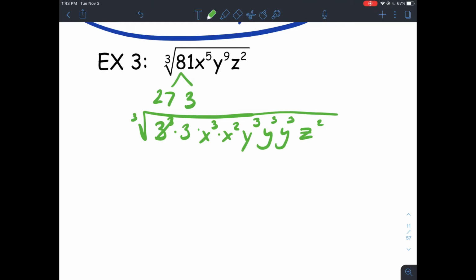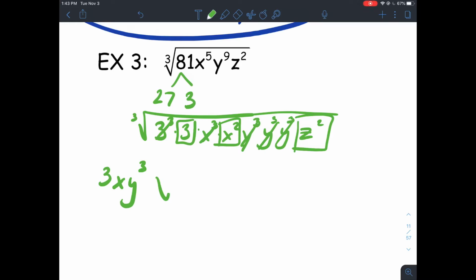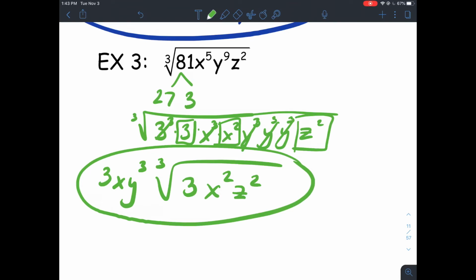So let's go ahead. We can move this guy out. We can move this guy out. So we've got an x on the outside. We can move 3 y's out. So we're going to do y to the third. And left on the inside, we've got a 3, an x squared, and a z squared. So we're going to do our cube root, 3, x squared, z squared. And that would be our answer for that one.